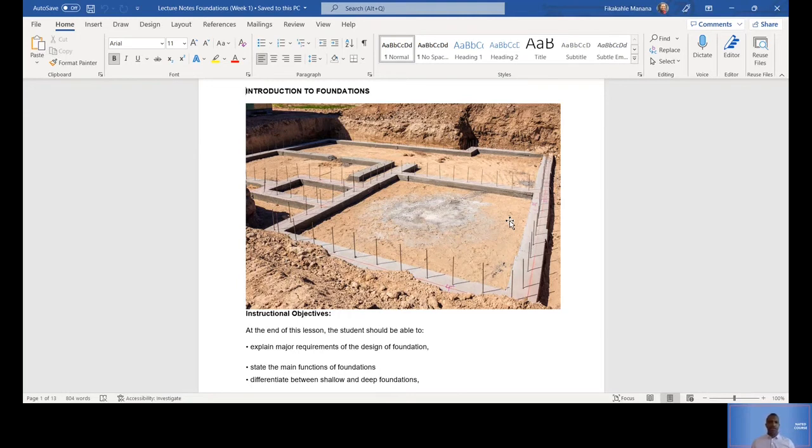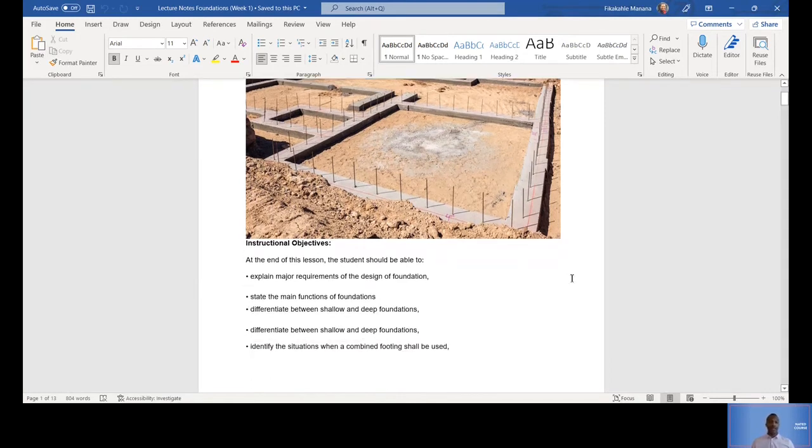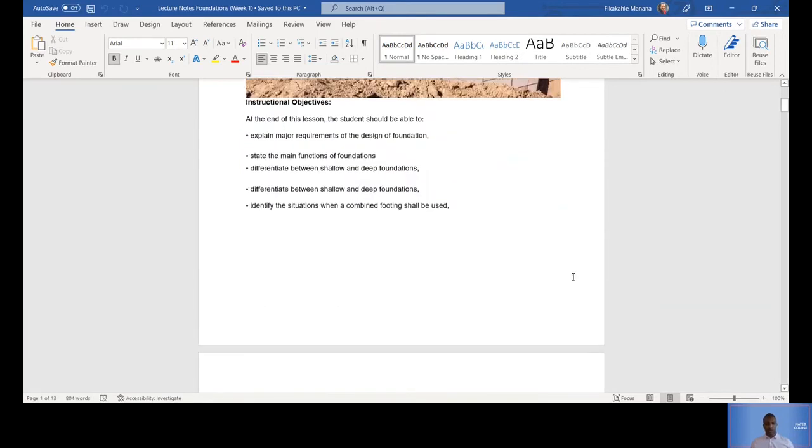foundations, which you already know, and we will differentiate between shallow and deep foundations to say what is the difference between those. We will also identify the situation when you should use a shallow foundation and when you should use a deep foundation. We'll talk about all these things. Like I said, this is just extra new information on top of information you already knew.